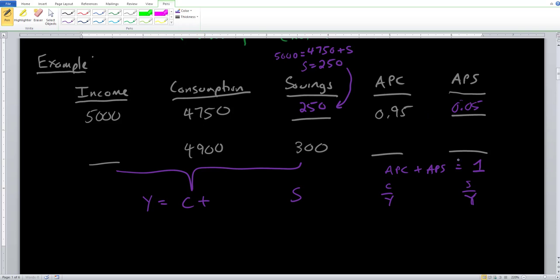Another way is to go ahead and use this S divided by Y. You just figured out what S was, which is 250. You can divide it by our income, which is 5,000. And that will be also another way to get you that 0.05.